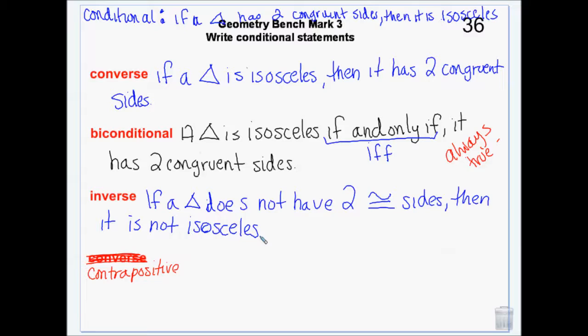An inverse has the same truth value as the conditional. So if the conditional was true, which in our case it is, if a triangle has two congruent sides, it's isosceles, then the inverse is always true. Okay, so what we have so far is a conditional, and then we can flip it, or we can negate it.